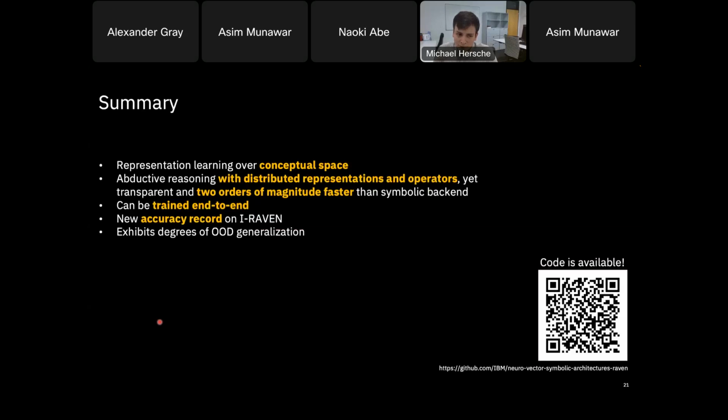So to sum up, in this work, we present a neuro-vector-symbolic architecture that is the new state-of-the-art for solving Raven's progressive matrices. We achieve this by performing representation learning over a conceptual space on the NVSA front end. Then in the NVSA backend, we perform abductive reasoning with distributed representation operators. But we still stay transparent and we are 2 orders of magnitude faster than the symbolic backend. Our architecture can be trained end to end, and we achieve a new accuracy record on the I-RAVEN dataset.